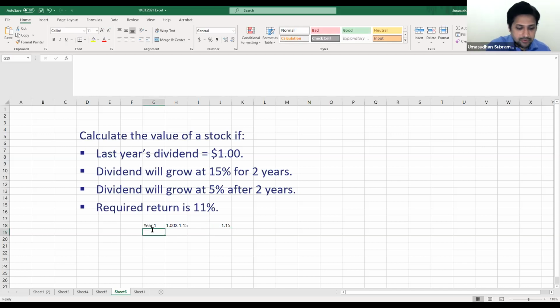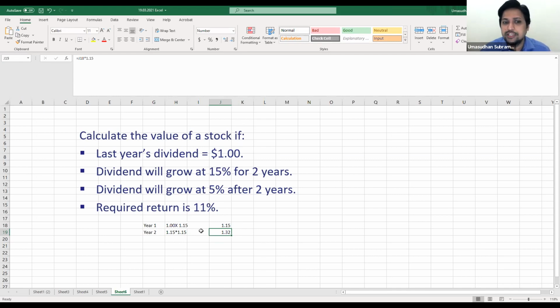And then the year 2 dividend is basically 1.15 times 1.15 again. So what we are going to do is 1.15 times 1.15. It's going to be 1.3225. So this is going to be the year 2 dividend.